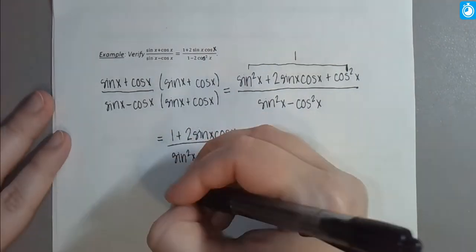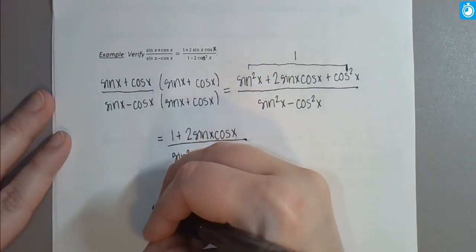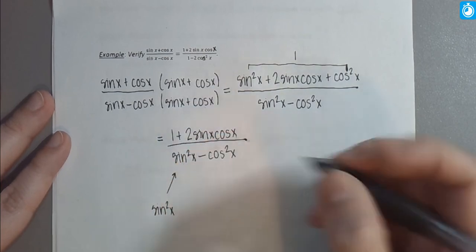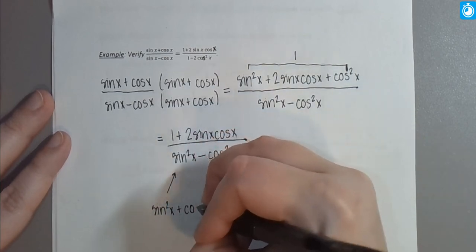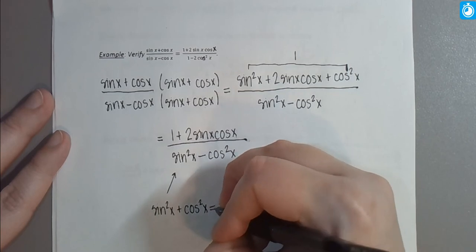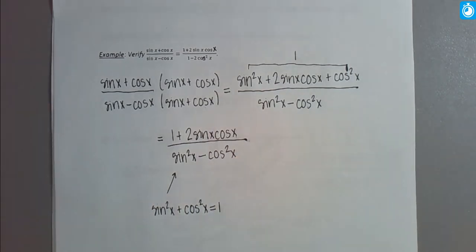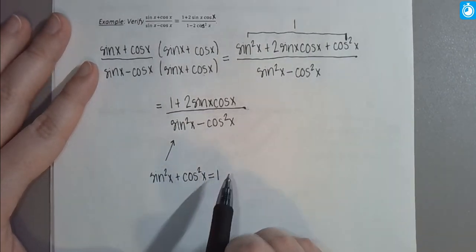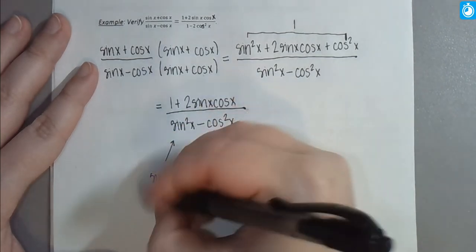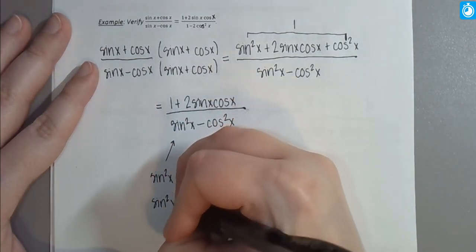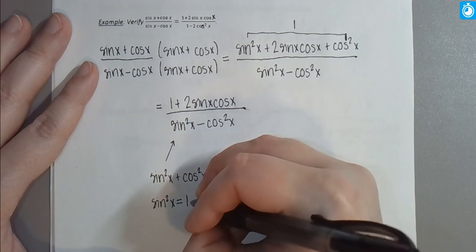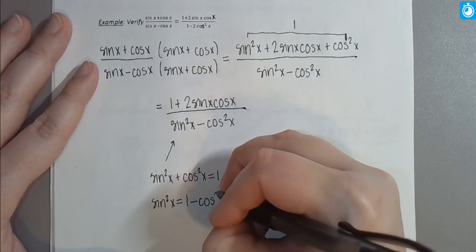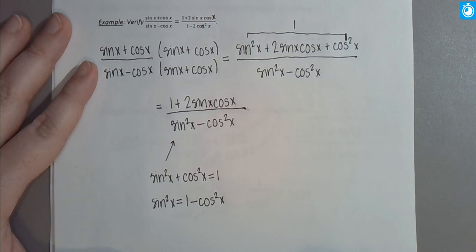Well, again, this is going to be another great time for me to use that Pythagorean identity. We know that sine squared plus cosine squared is equal to 1. We've now used that identity a couple different times in different ways. Well, here I have a sine squared that ideally I would like to get rid of. If I were to take this identity and subtract a cosine squared from both sides, we end up with sine squared is equal to 1 minus cosine squared x.